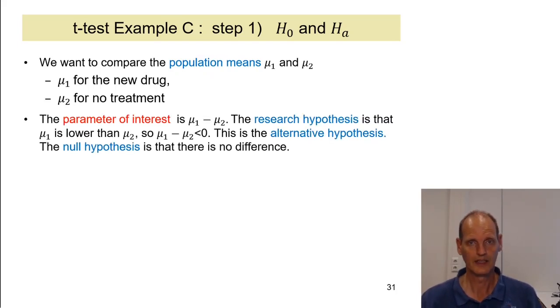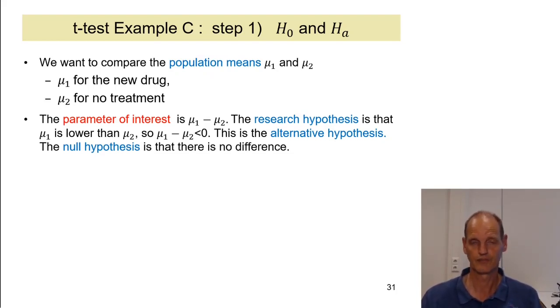We can therefore say the parameter of interest is mu1 minus mu2, as indicated in the overview for situation 3 a couple of slides back. The parameter of interest is mu1 minus mu2, so that should come in the null hypothesis and alternative hypothesis. The research hypothesis is that mu1 is lower than mu2, so mu1 minus mu2 smaller than 0. That is the alternative. The null hypothesis is that there is no difference.